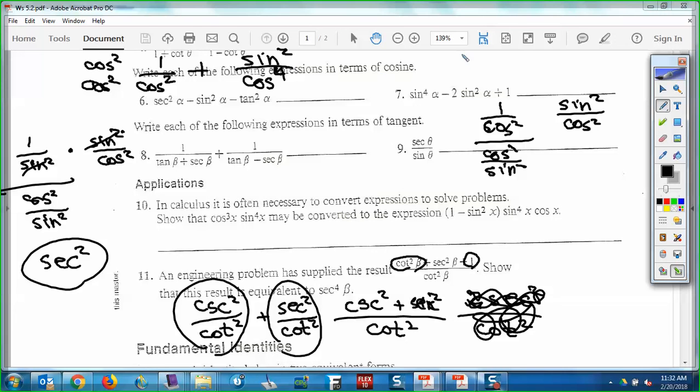Yes. Cosine squared plus sine squared is 1. And then cosine to the 4th is our common denominator. 1 over cosine to the 4th is secant to the 4th. Awesome.